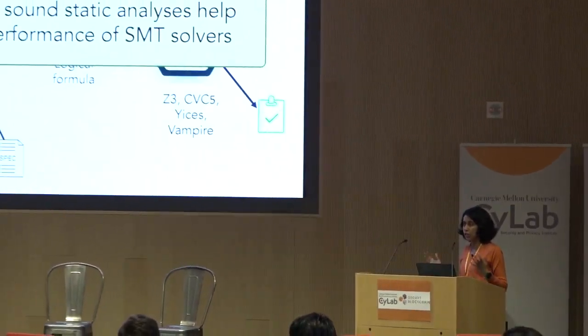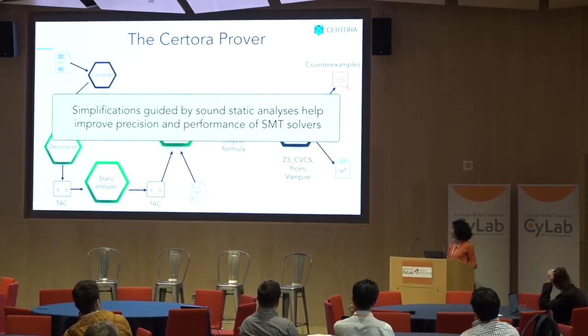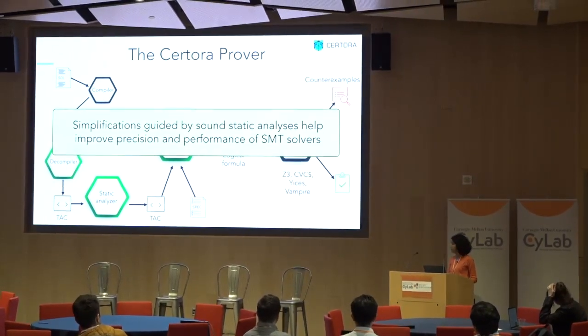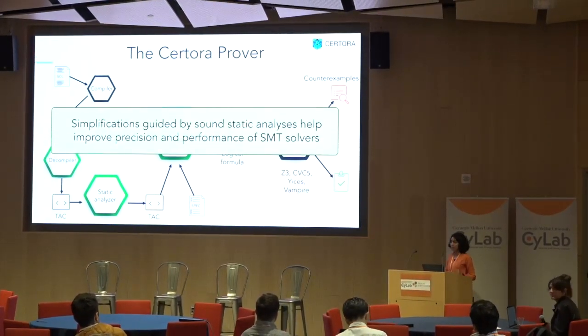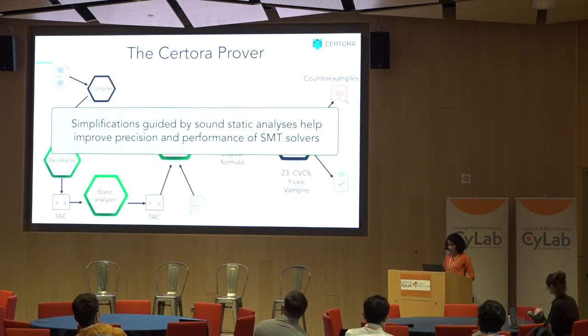So the key takeaway from this is that SMT solvers are really, really cool tools. People have done some amazing work in making them scale to real-world verification problems. But it still turns out that sometimes if you do a little bit of work beforehand, you can actually help the SMT solvers. So here we had some examples of simplifications you can do in your program that can significantly affect the performance and precision of off-the-shelf SMT solvers.